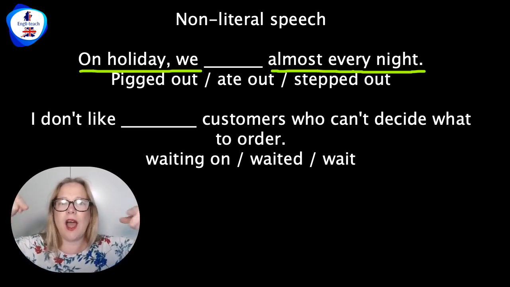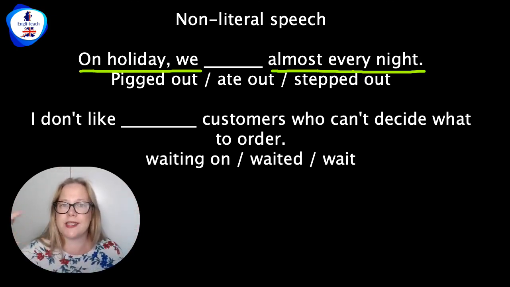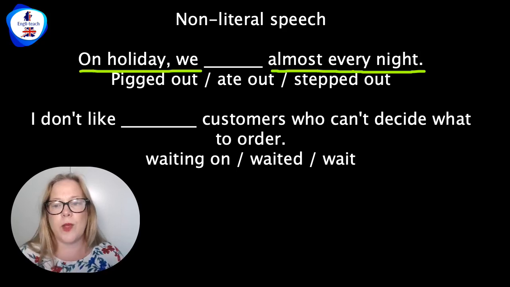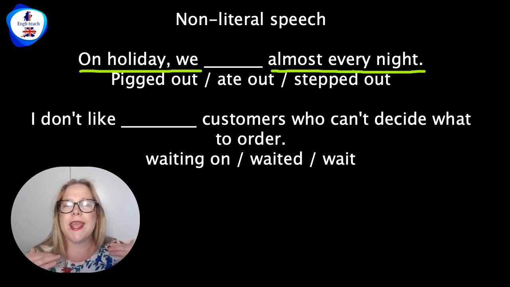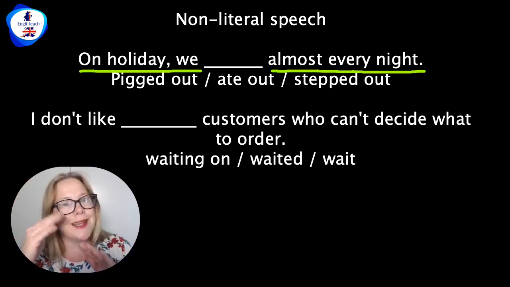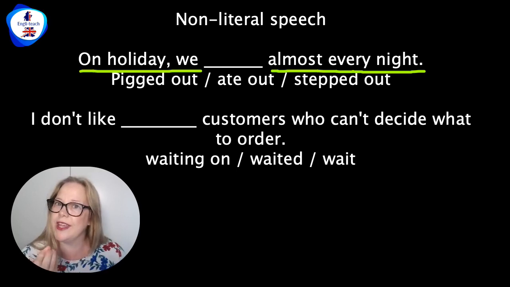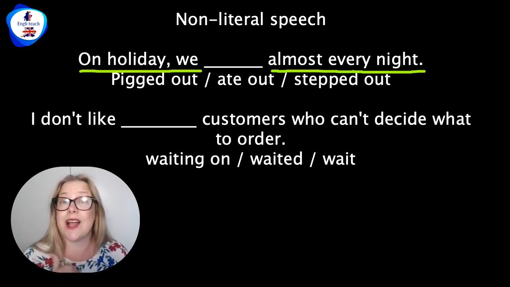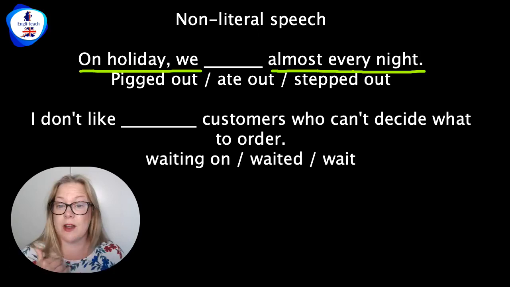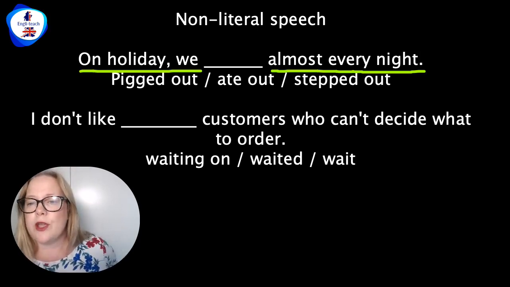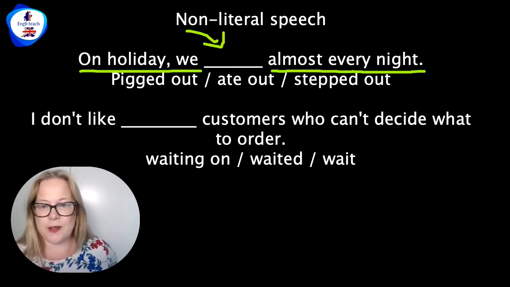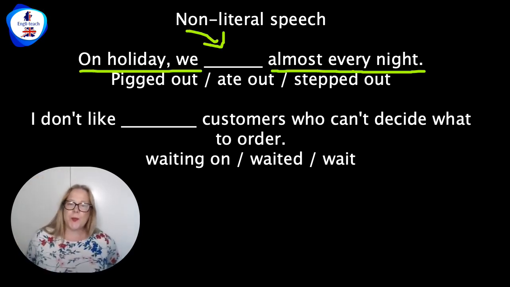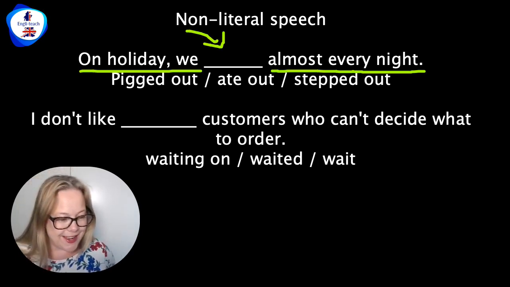Say it out loud at home and practice your pronunciation. On holiday, we blank almost every night. Look to making the same or similar tonality in your voice when you're reading or saying this as I am. Copy my examples. So what do you think goes in here? Who can tell me? On holiday, we blank almost every night.